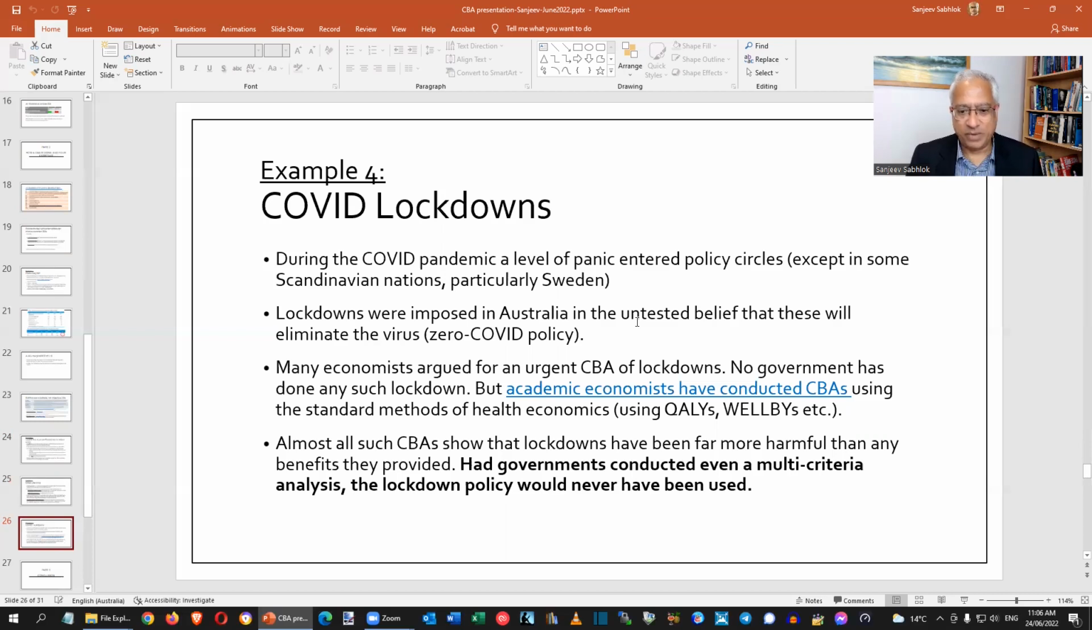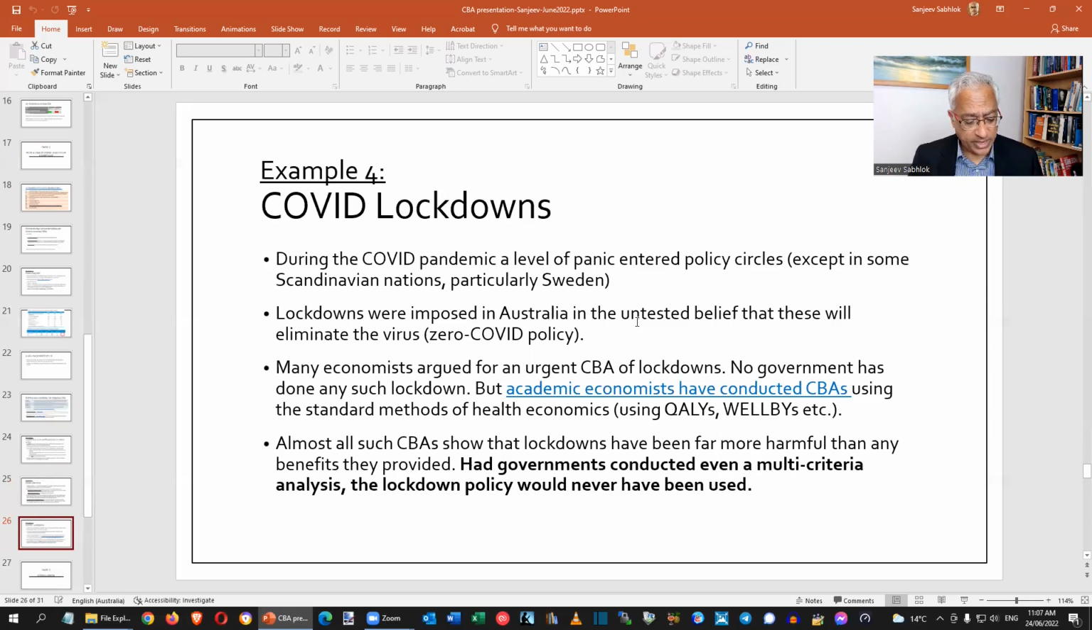And there were a lot of economists like Gigi Foster, Paul Frijters, and others, and myself, of course, I was writing in terms of India, a cost-benefit analysis. Within the Treasury, there was a large number of economists demanding a cost-benefit analysis of these things in my department. But no government ever did one. Until today, none of the governments have done a CBA of the lockdowns.